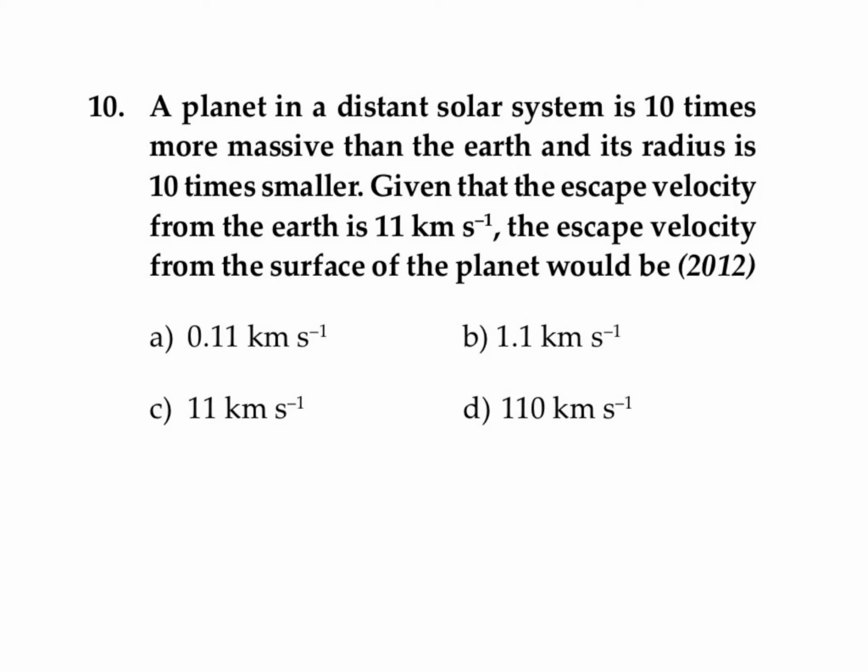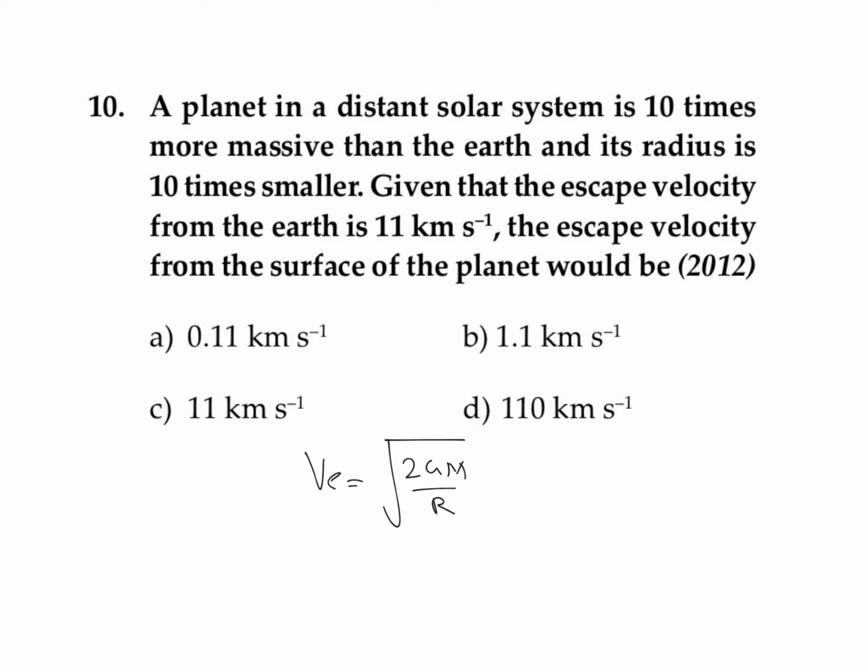A planet in a distant solar system is 10 times more massive than Earth, and its radius is 10 times smaller. Given that escape velocity from the Earth is 11 kilometers per second, the escape velocity from the surface of the planet would be? So we know the equation for escape velocity, that is equal to under root of 2GM divided by R.